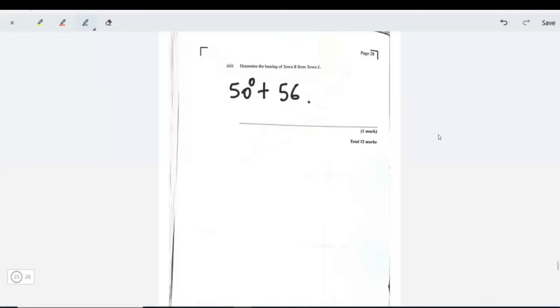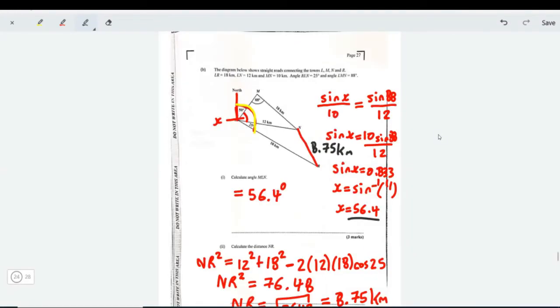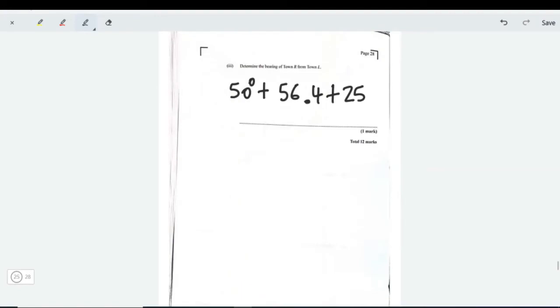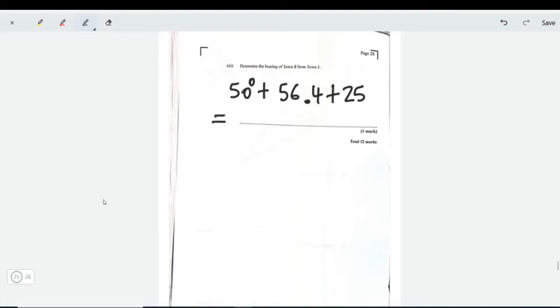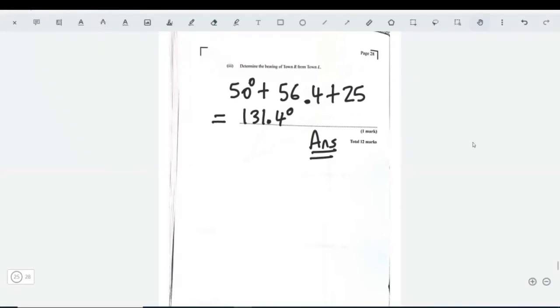And then we add it to, finally, the 25 degrees. You put all of that into your calculator, and that will be the answer. So 50 plus 56.4 plus 25, that works out to be 131.4 degrees. That's our answer. Really nice stuff.